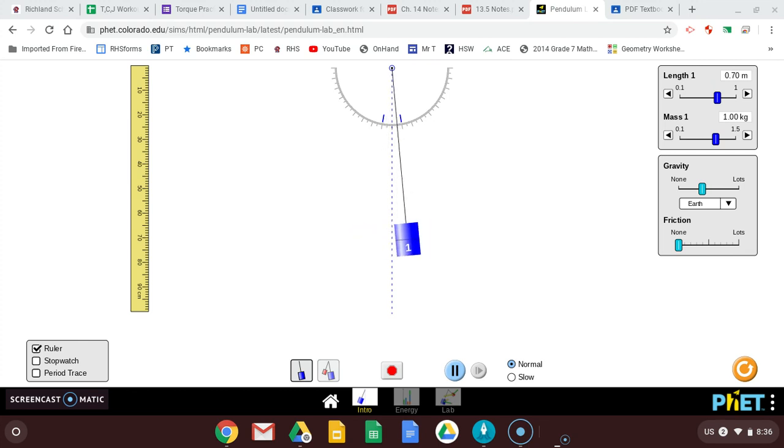And there's something a little bit weird with this, is that all the SHM formulas we have, dealing with time period, frequency, all those little ones in the SHM section, are only applicable at small amplitudes. So here's what that means.